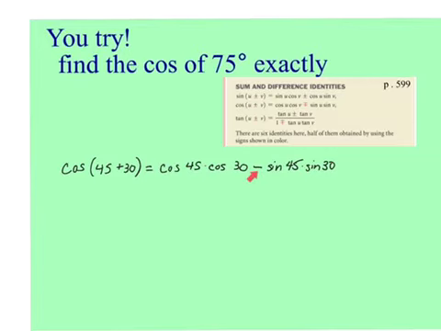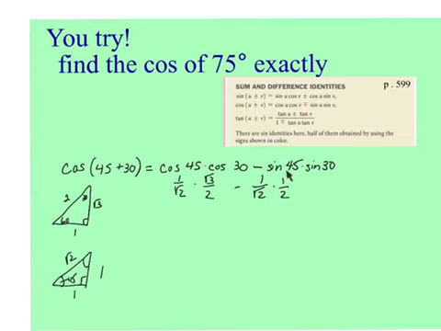Evaluate with your 30, 60, 90, and 45, 45, 90 triangles. The cosine of 45 would be 1 over radical 2. And the cosine of 30 would be radical 3 over 2. And the sine of 45 would be 1 over radical 2. Here it is. Sine of 30 would be 1 over 2. Multiply numerator, numerator, common denominator, and simplify. Here would be your answer.